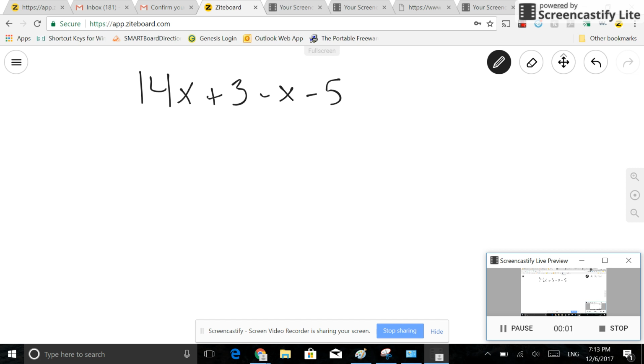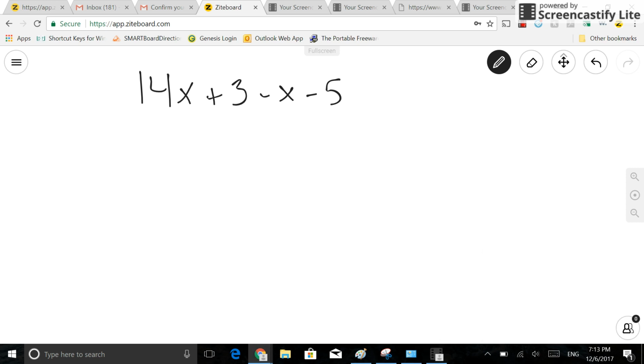Hi there, in this video I'm going to show you how to simplify expressions. First though, we're going to have to understand what terms, like terms, constants, and coefficients are before we can go forward with simplifying. So I'm going to start by showing you what a term is.